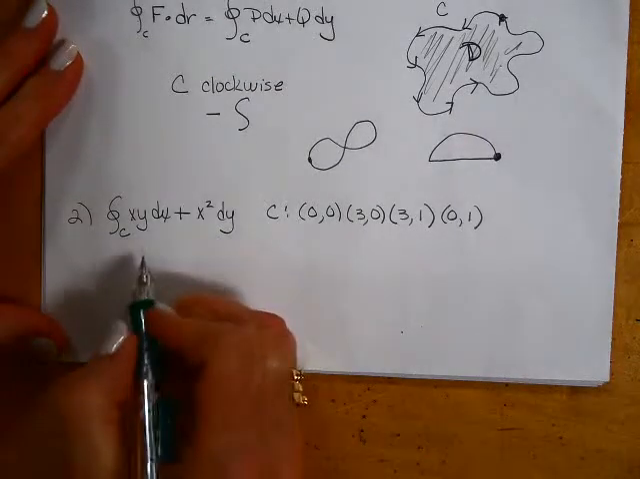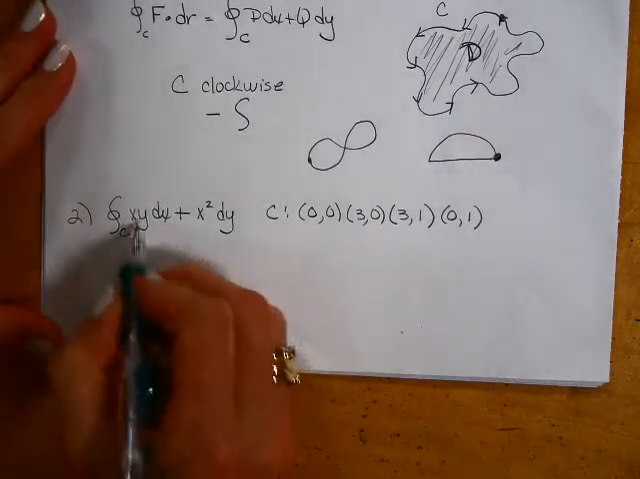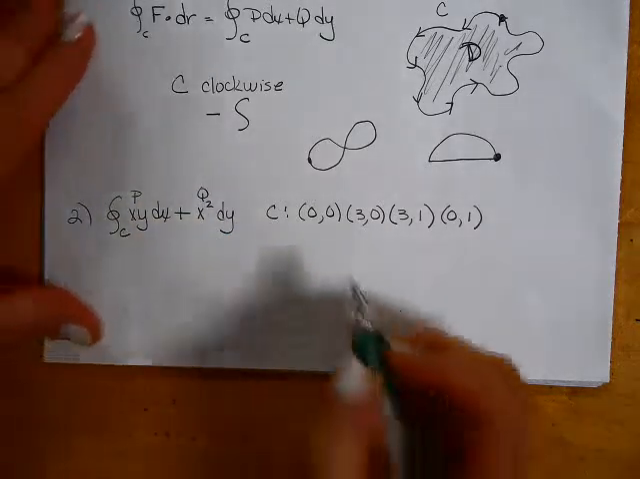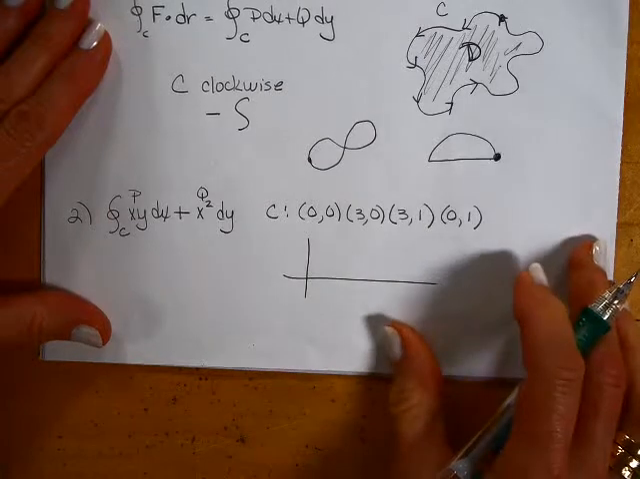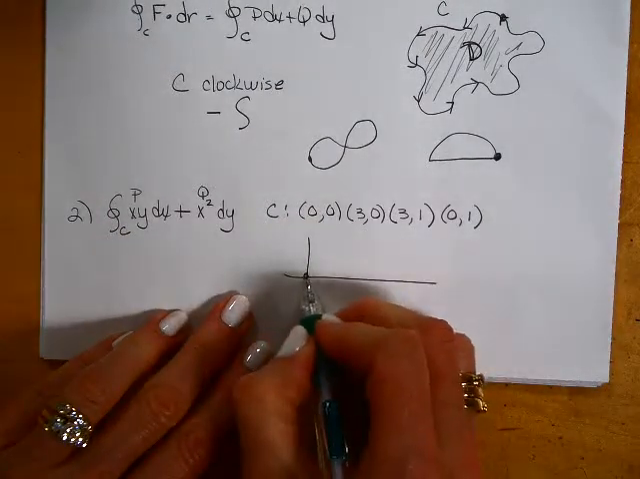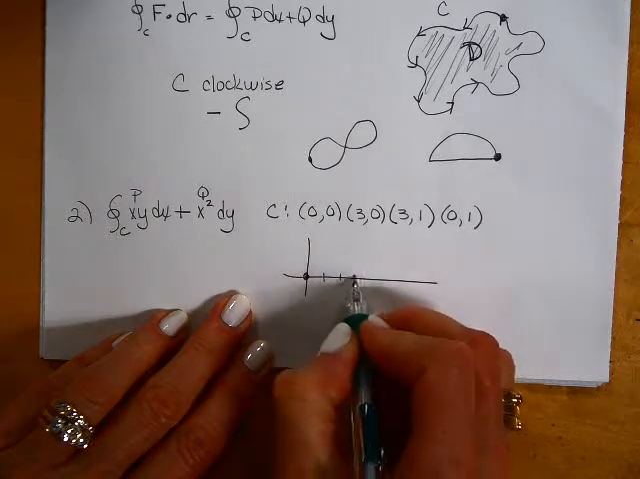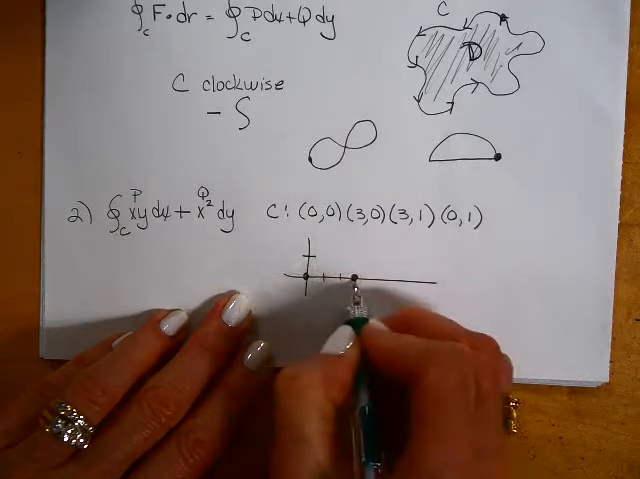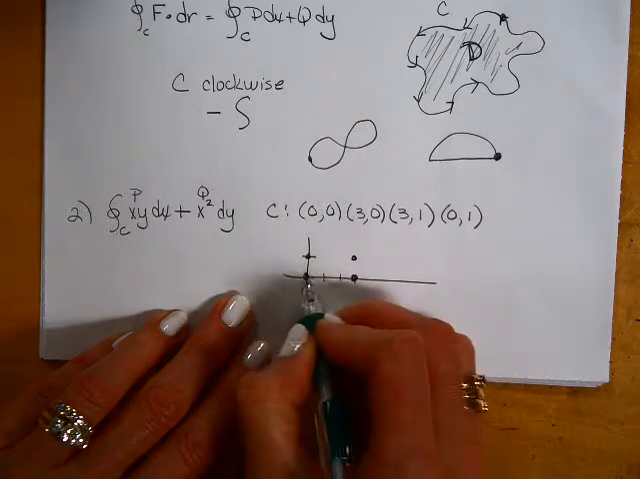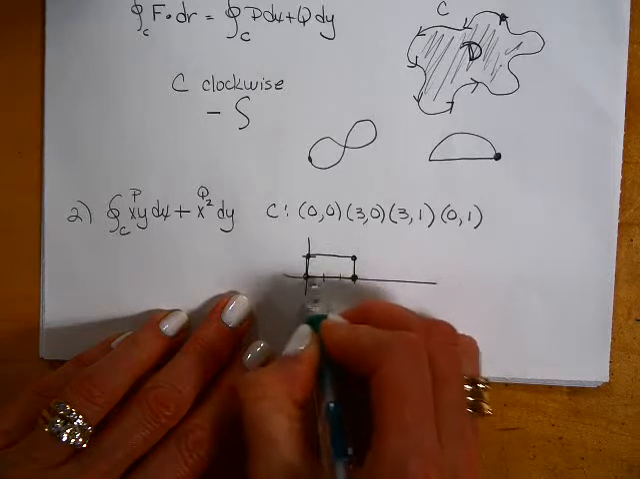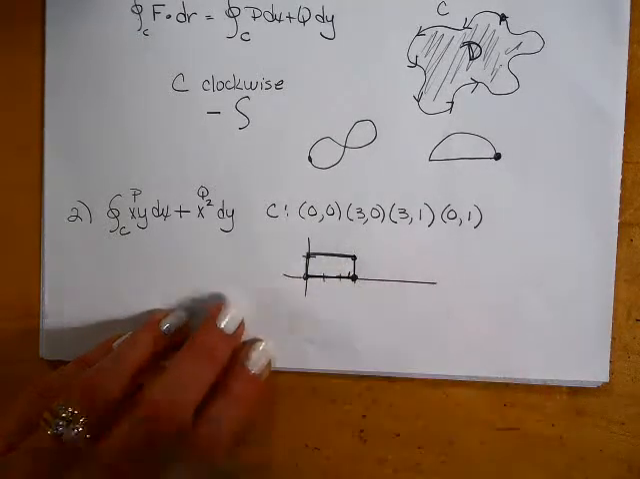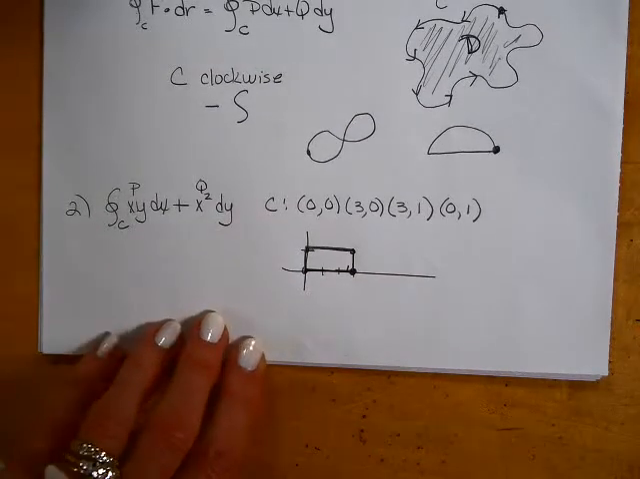All right, this is the P, this is the Q, okay? Now we need to look at our curve, and this means we need the positive orientation, so we're going from the point (0, 0) to (3, 0) to (3, 1) to (0, 1) and back. So here is our rectangle. That's where our line integral is.